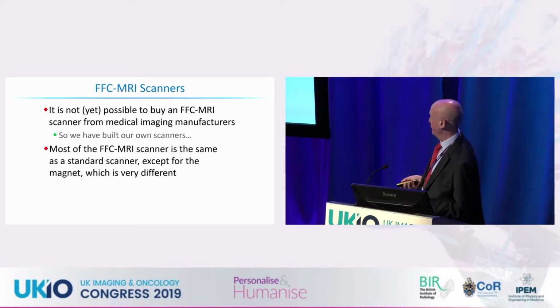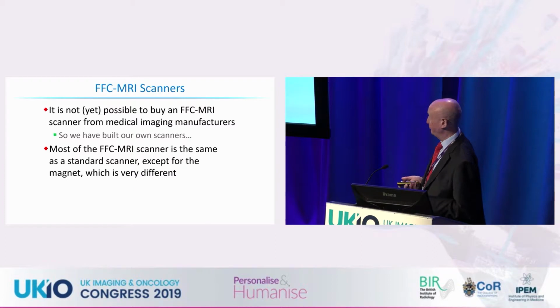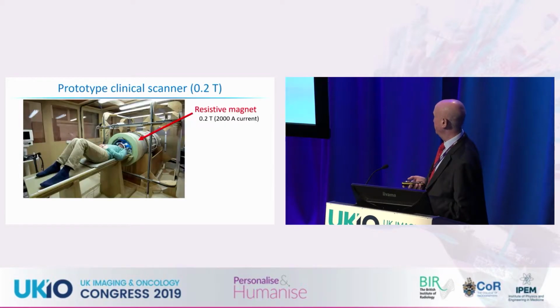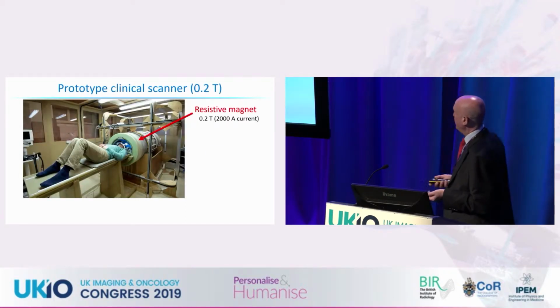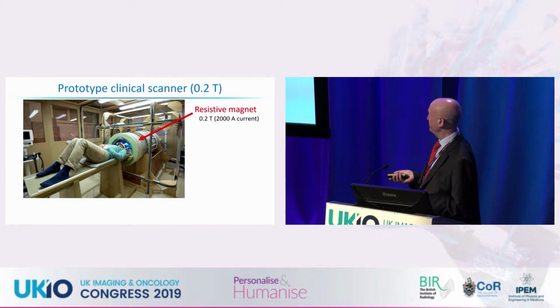We've built 2 prototype whole body scanners now. Most of the scanner architecture and hardware is actually the same as for a normal scanner, except for the magnet, as you might expect, which is very different, and the magnet has to have its own rather special power supply as well, which is also different to anything you'd find in a standard scanner. But everything else, the gradient control and so on, is pretty much the same, and the RF chain is pretty much the same. So here's our latest prototype scanner that we've been building for the last 7 or 8 years.